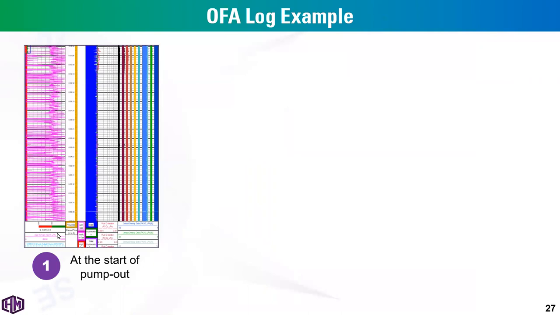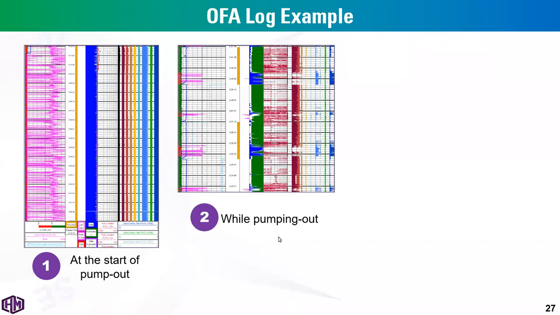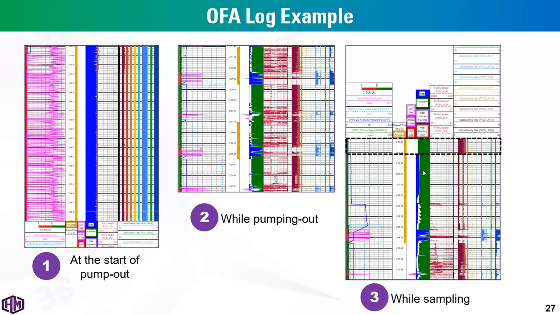So this is another example. This is the log presentation at the start of pump out. We typically have water, which is mud filtrate, and in the log spectrum we have a complete water signature. While pumping out, as you can see, we start to have a hydrocarbon or oil signature. But in between, we have some batches of water at specific times. But while sampling, this is the time we started sampling for this example. We have typically a clean sample with a very small amount of water. So we can start fluid sampling at this time.